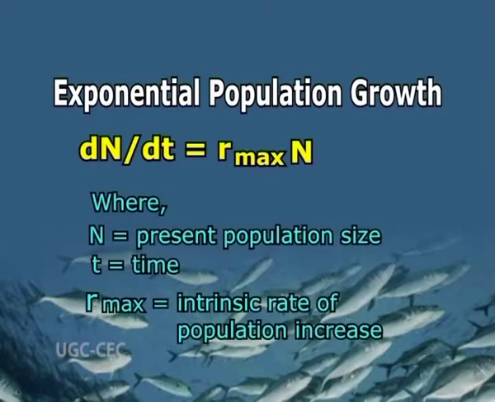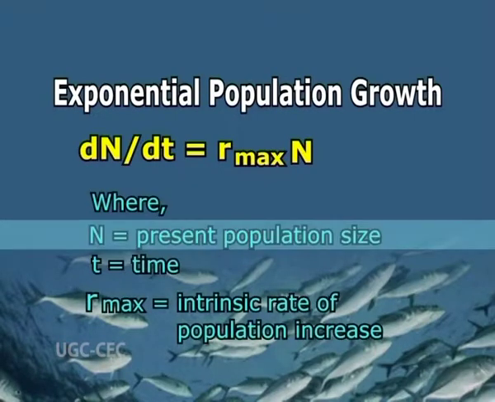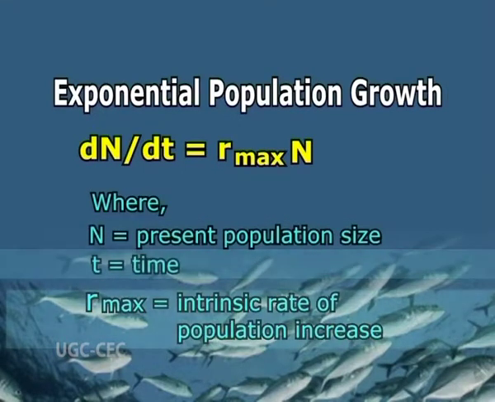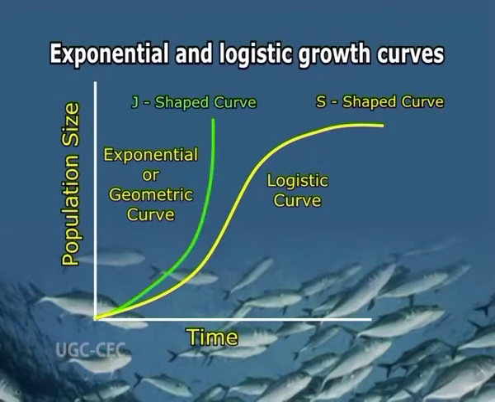The exponential or geometric population growth curve is described by the formula dN by dt is equal to r max into N, where N indicates present population size, t is time, and r max represents the intrinsic rate of population increase. The size of a population that is growing exponentially increases at a constant rate, resulting in a J-shaped growth curve when the population size is plotted over time as shown in the figure.